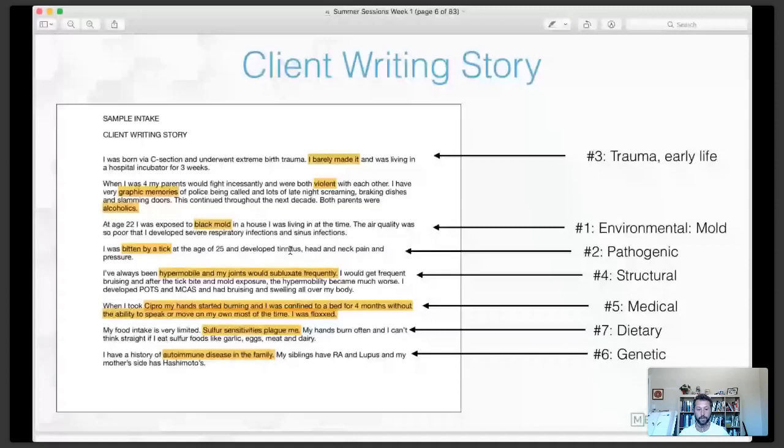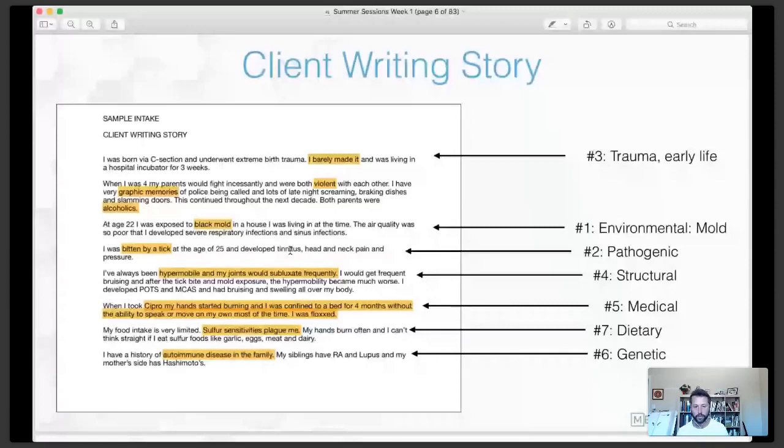Number 4, structural: hypermobility, subluxation of the joints. Bang, you've got that. Number 5, ciprofloxacin. So it looks like they've been floxed. That's a medical iatrogenic variable. That's our 5th of the 7 mechanisms. Bang. Number 6, there's a history of autoimmune disease in the family. That's a possible genetic association. That's our number 6. And boom, number 7, sulfur sensitivities plague me. Bam. So you're picking it apart using your highlighter.